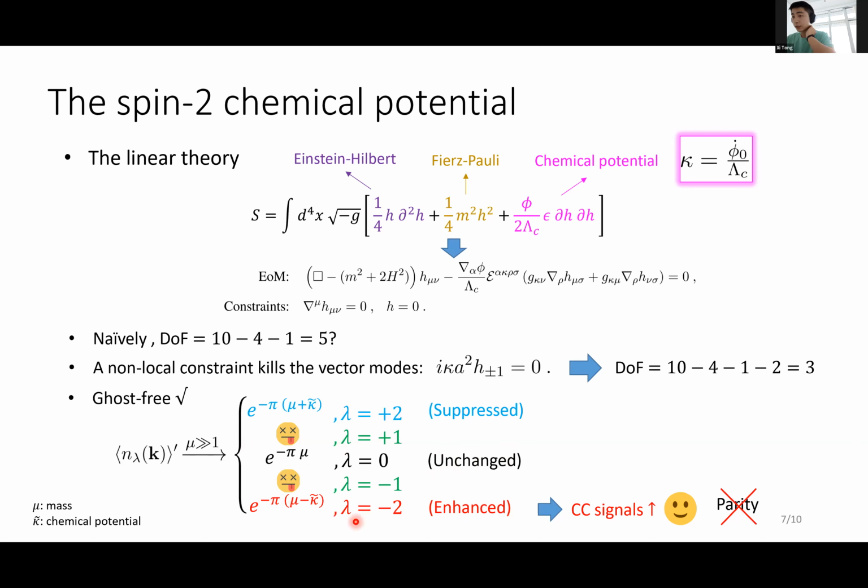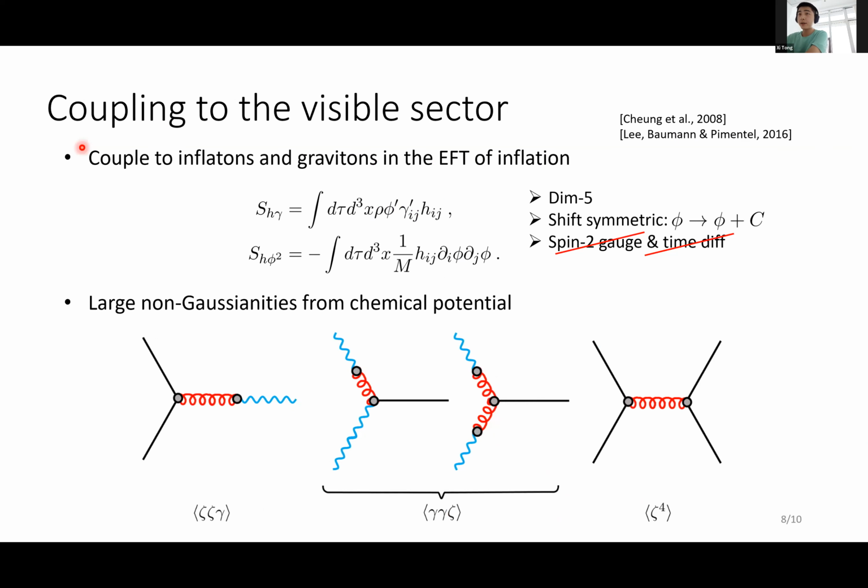So we see that these helicity minus 2 modes are exponentially enhanced, which will give rise to large CC signals. That's parity violating because of this asymmetry between the helicities. Now we have prepared ourselves a group of massive particles produced from the chemical potential. Then we need to couple them to the visible sector, namely the inflatons and the gravitons, which is the tensor perturbations you see in the B modes of the CMB.